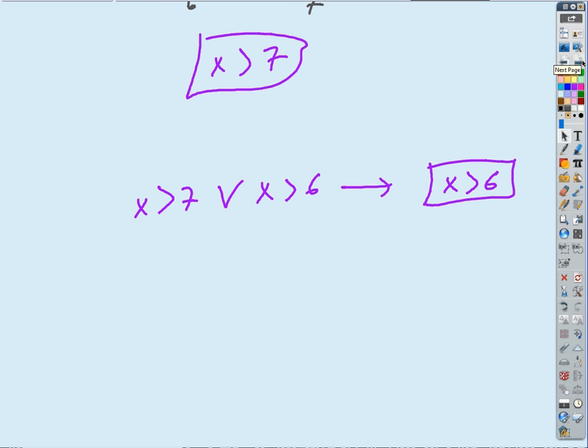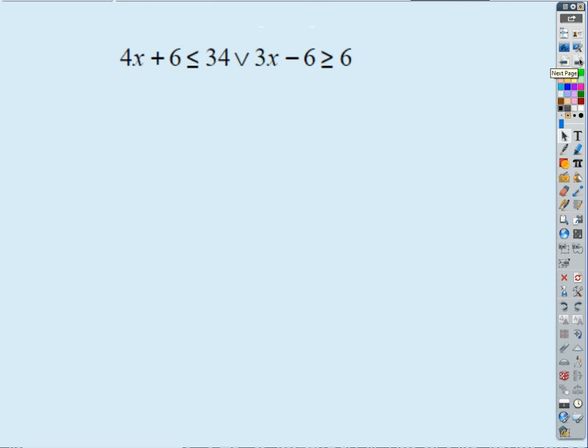And then we can get to business here. Same kind of deal. This is an or statement, isn't it? Right? I've got a B in the middle, so it's or.